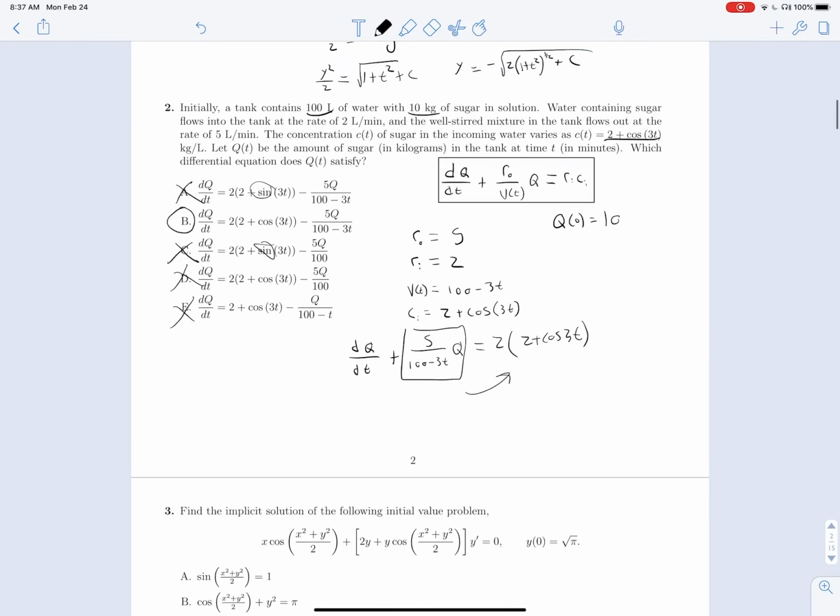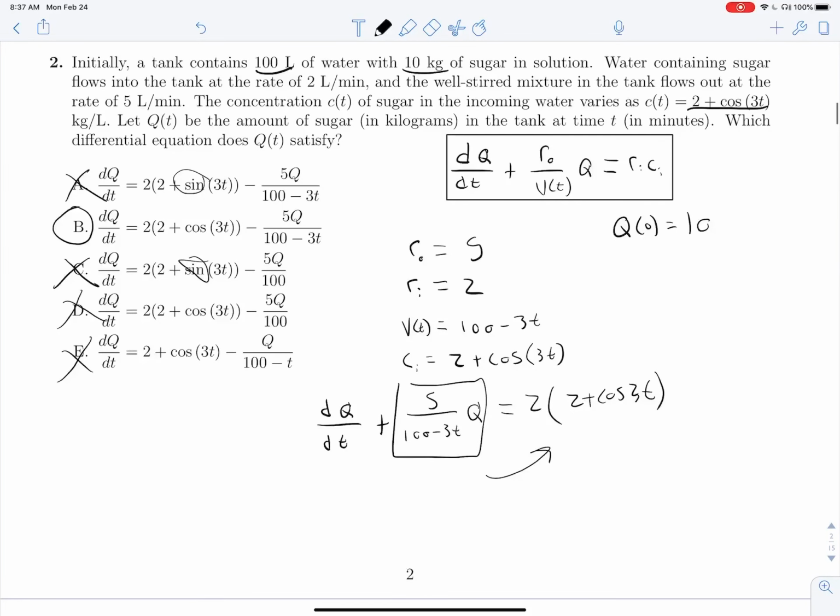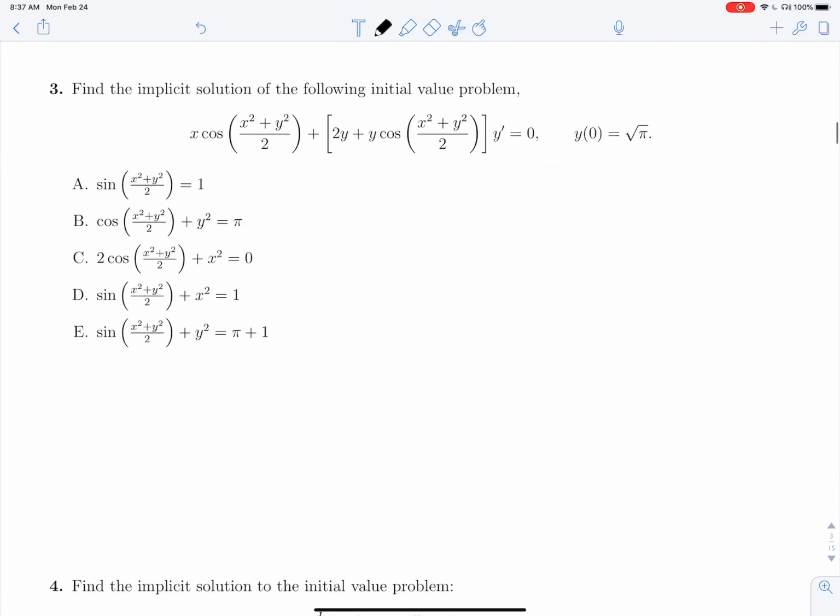And they're kind of doing a trade-off here where they make you set up a little bit more of a complicated expression. They wouldn't have us solve this cosine 3t kind of shenanigans. I think it would turn into a very ugly integral. But in exchange, all we have to do is set the thing up, which is pretty nice.